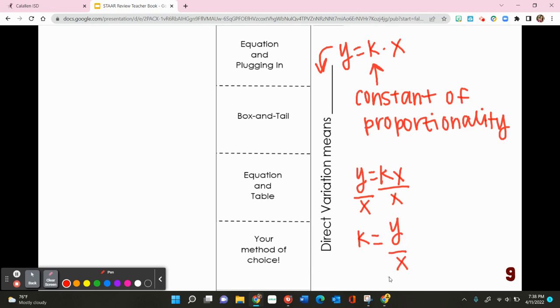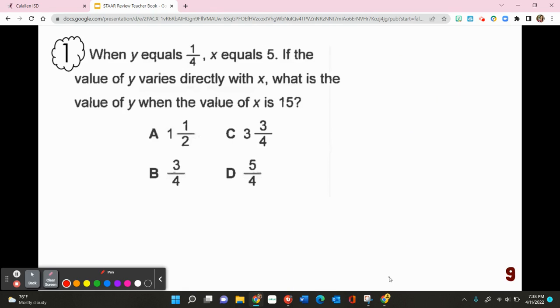So we're going to look at a couple of problems having to deal with direct variation. And the first one we're going to look at is an equation and plugging in. So this is going to be number 1. So for number 1, it says when y equals 1 over 4, x equals 5. If the value of y varies directly with x, what is the value of y when the value of x is 15? So here we're going to use the equation y equals k times x.